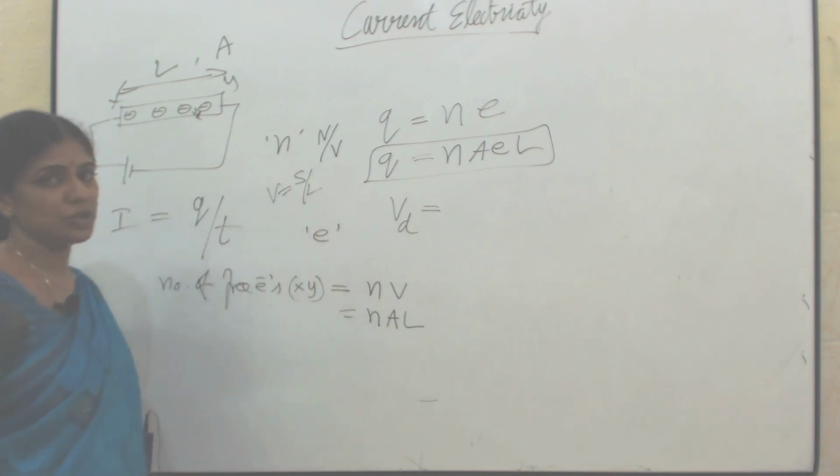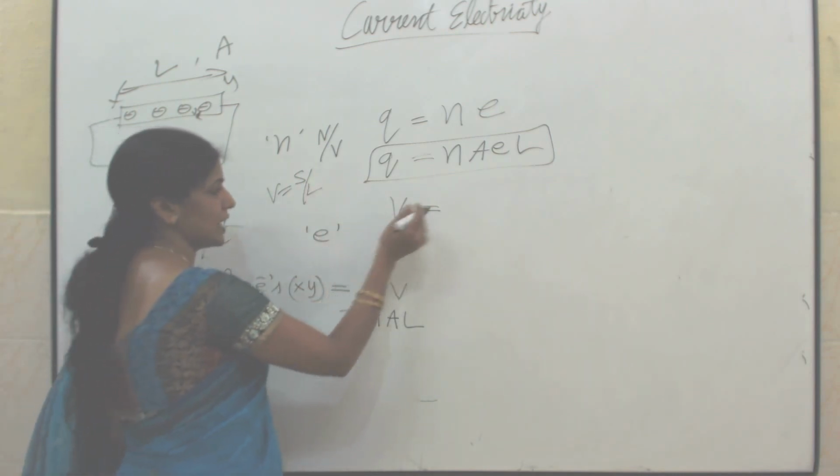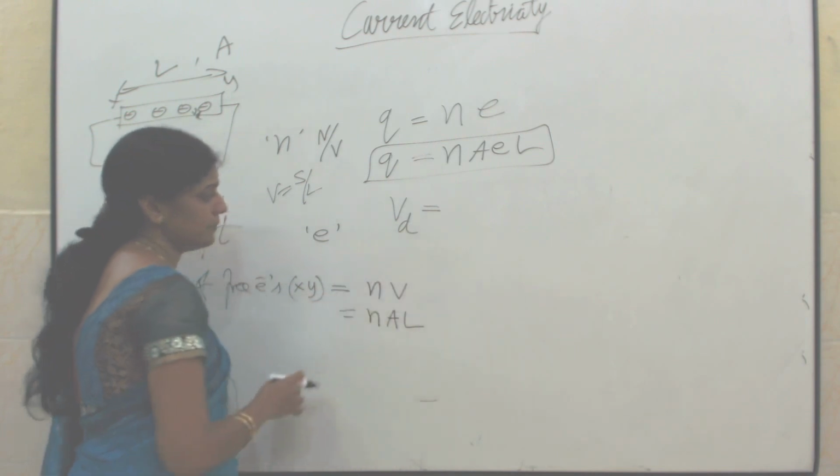I will take this L as the length of the conductor. Now, here I will take this velocity, that is the charges moving.